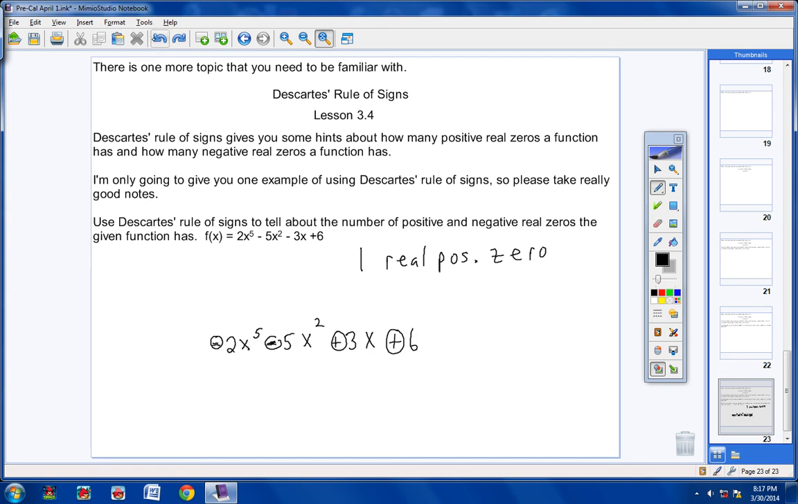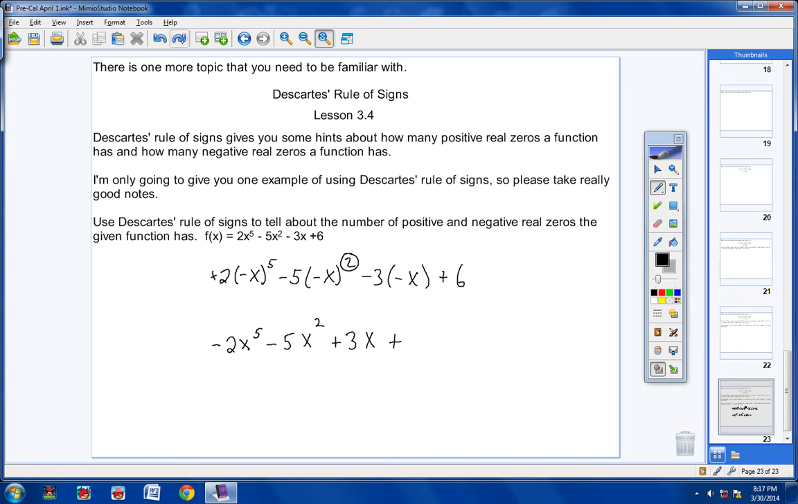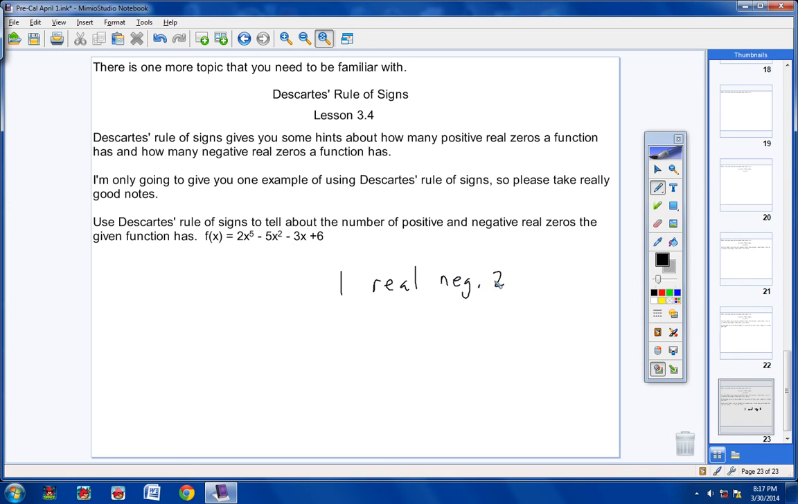I'm sorry. Whenever you put a negative x in everywhere there's an x, like we did right here, anytime you put a negative x in for x, you're checking for your negative zeros. I apologize. So we had 1 sign change, and so I know there is 1 real negative zero. And I do apologize again for getting that wrong.